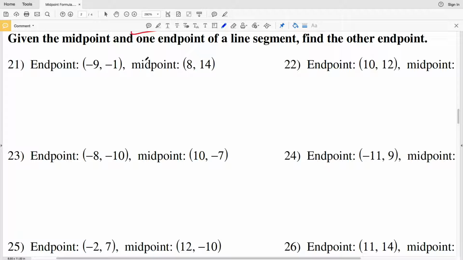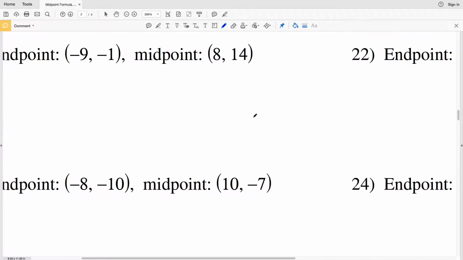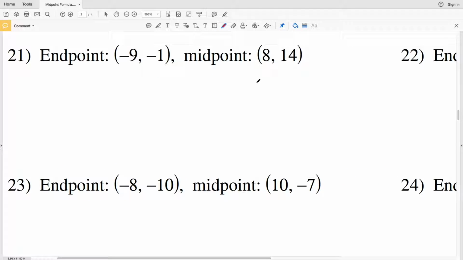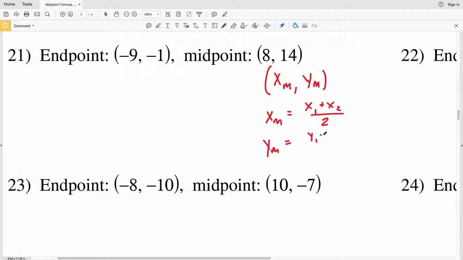Now, our directions for the last 10 problems state that given the midpoint and one endpoint of a line segment, we're going to be finding the other endpoint. So, looking at number 21, we're going to be using the midpoint formula. However, remember the midpoint is x sub m, y sub m, where the x coordinate for that midpoint is x1 plus x2 over 2, and the y coordinate, y sub m, is y1 plus y2 over 2.